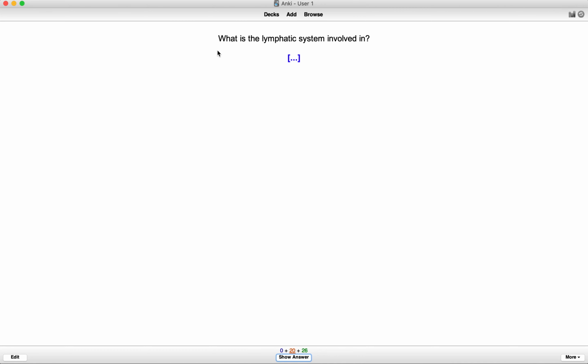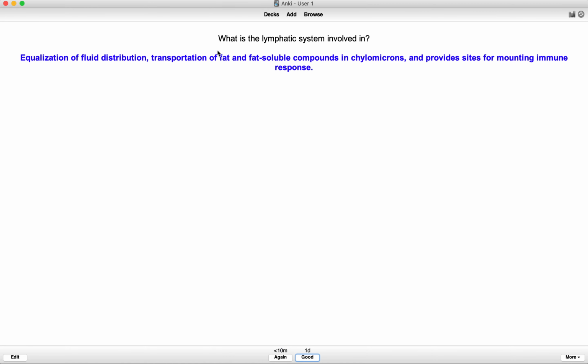What is the lymphatic system? It is involved in equalization of fluid, it is a site to mount an immune response, and it is also involved in transportation of fat and fat-soluble compounds through chylomicrons.